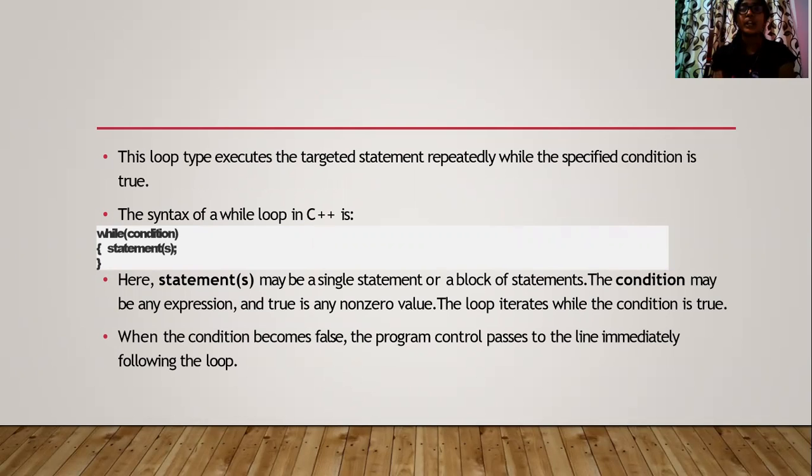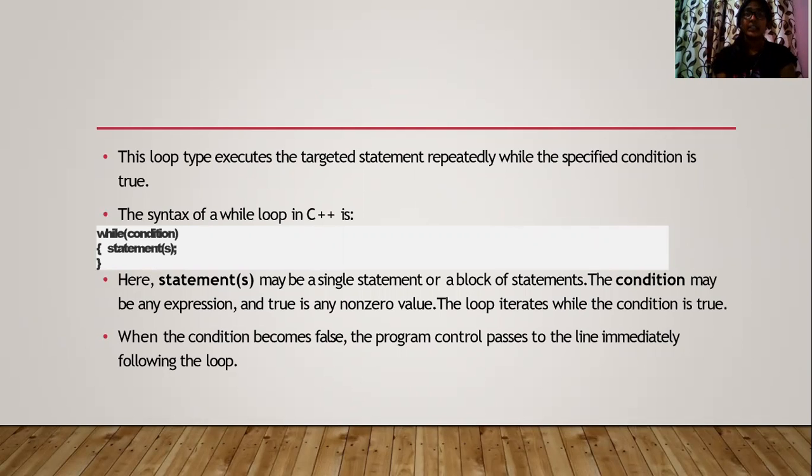The syntax for the while loop in C++ is: while (condition) statement S. Here the statement S may be a single statement or a block of statements. The condition may be any expression, and true is any non-zero value. The loop iterates while the condition is true. When the condition becomes false, the program control passes to the line immediately following the loop.